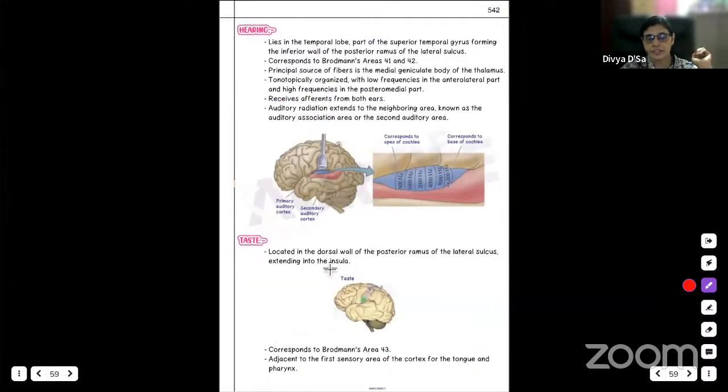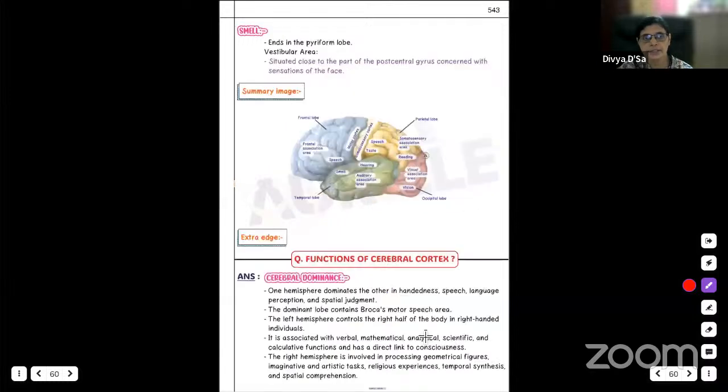Then taste sensations. Taste is located in the dorsal wall of the posterior ramus of the lateral sulcus. It corresponds to Brodmann's area number 43. Basically it will be very close to where the tongue is represented. Then the smell area is situated in the pyriform lobe. And the vestibular area is situated close to the part of the postcentral gyrus concerned with sensations of the face. So this is how the different areas are situated and their functions.